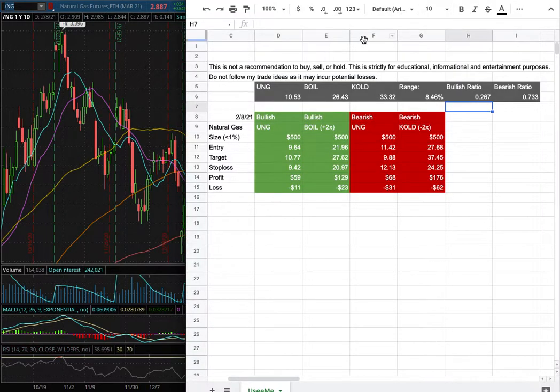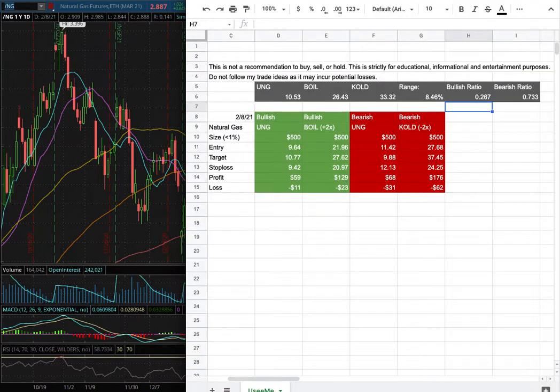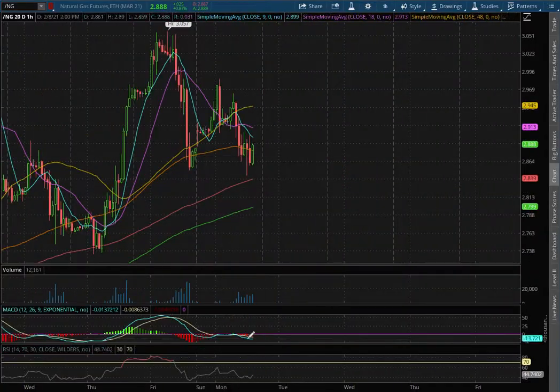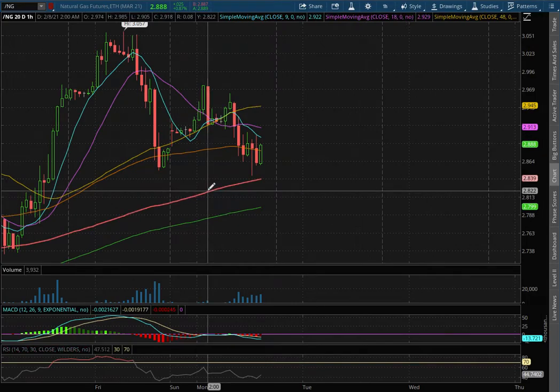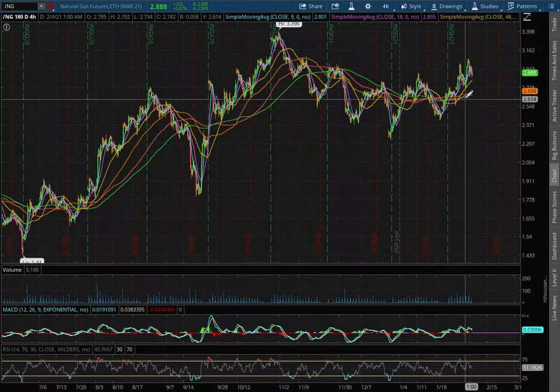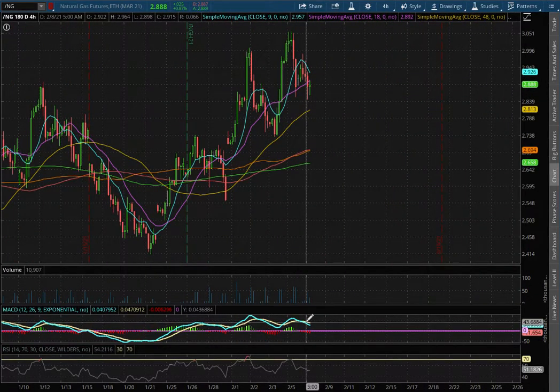In this video we'll be going over my trade idea of the week and the day-by-day probability model. So let's start off with the technical analysis on the 1 hour chart. We have dipped into negative MACD territory. We have yet to test the 150 moving average, this red line at the price of $2.84. With the 4 hour chart, we still remain in positive MACD, but we're approaching negative MACD territory.